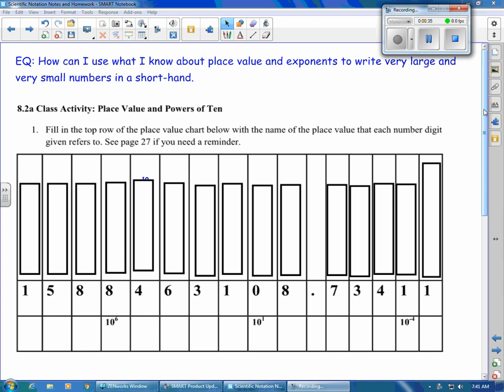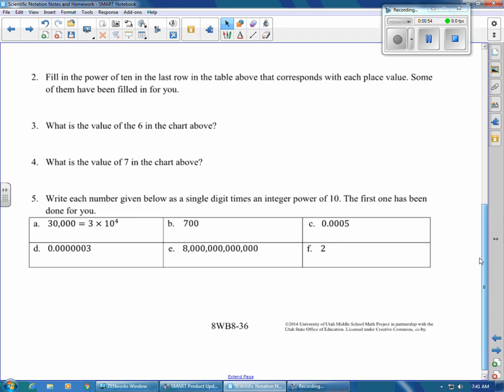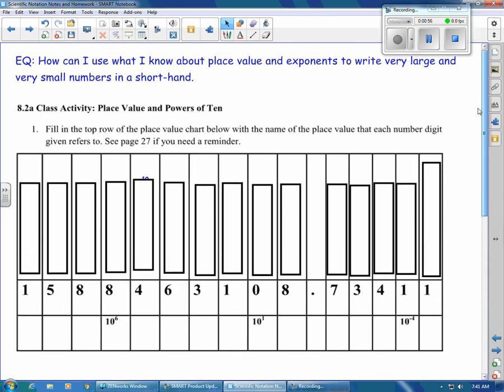The way I'm going to refer to the pages is if you look at the bottom of the page, it says 8WB 8-36. This is actually taken from a different resource. So when I refer to what page you should be on, this is what I'm looking at right here. So we're starting on page 36 because this is in the middle of the module.